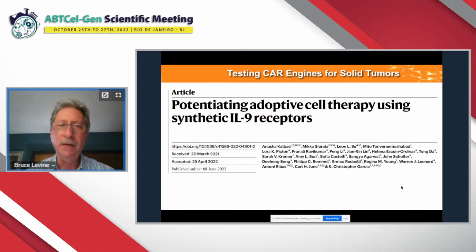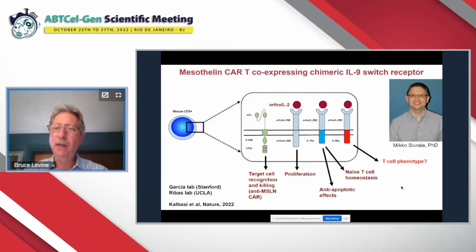Next, I'd like to present to you another strategy using a synthetic receptor that signals in a way that can be controlled. And this is using synthetic IL-9 receptors. This is work from Carl June and Chris Garcia and Miko Sierrala. And the construct here is a little bit different. It's using on the extracellular domain a modified IL-2 receptor beta, a so-called orthogonal IL-2 receptor beta that is mutated and cannot bind wild-type IL-2, but only binds ortho-IL-2.